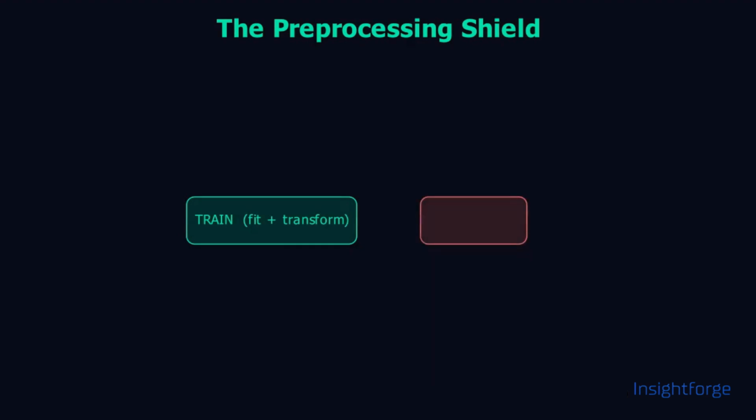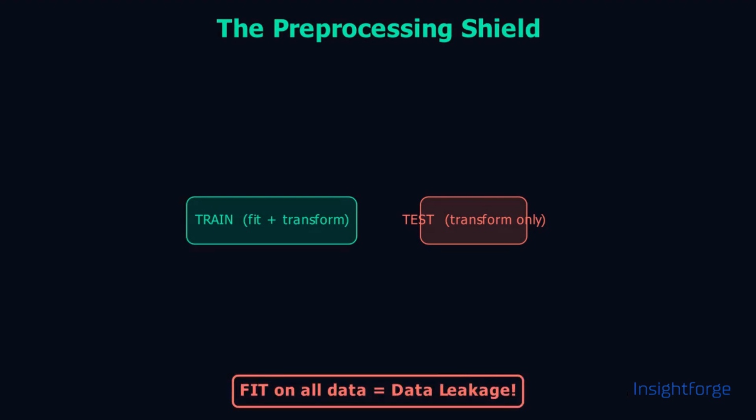But here is a critical trap: you must fit the scaler strictly on your training set and only transform your test set. If you fit on the entire dataset, you bleed information from your test set into your training process, committing the ultimate sin of data leakage.